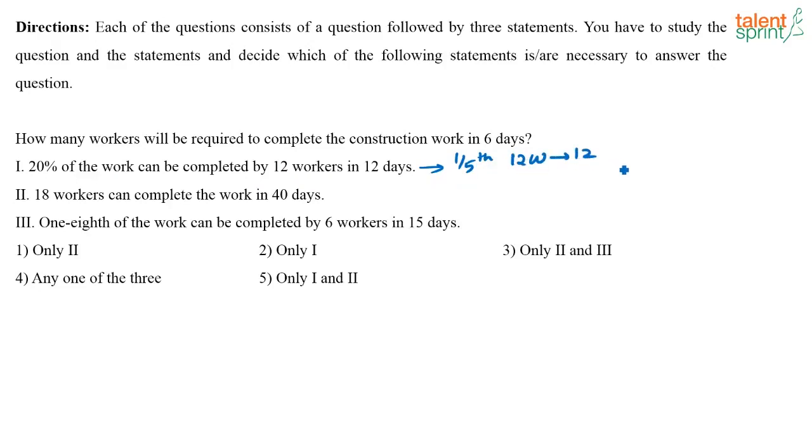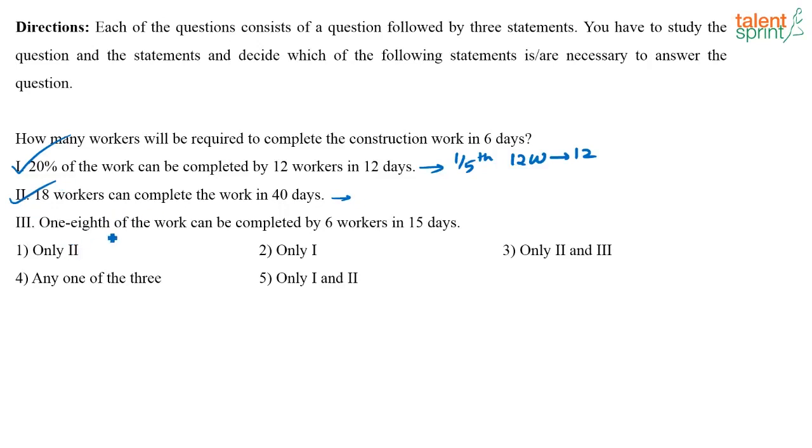So, using this given information, I can find out the work done by one person in one day. And I can find out if the work has to be completed in 6 days, how many workers are required. Yes, so using statement one alone, I am able to arrive at the answer. Similarly, next statement, 18 workers can complete the work in 40 days. So again, if I have to complete the work in 6 days, how many workers are required? I'll be able to find that out, right?